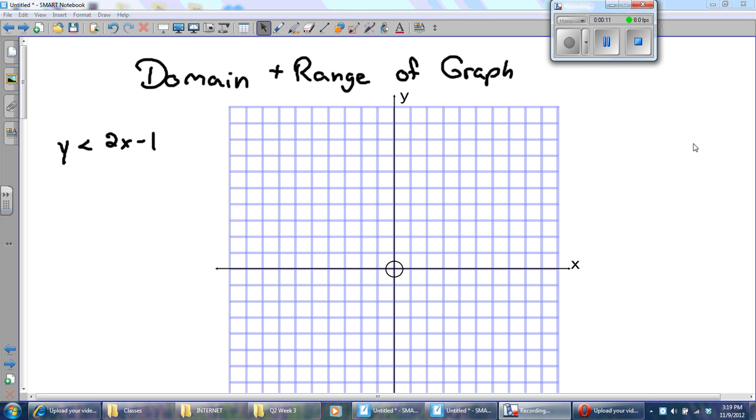We're going to quickly review two types of graphs. One, we're going to find the domain and range after we graph it, but the first type is we're going to review graphing linear inequalities, like y is less than 2x minus 1.